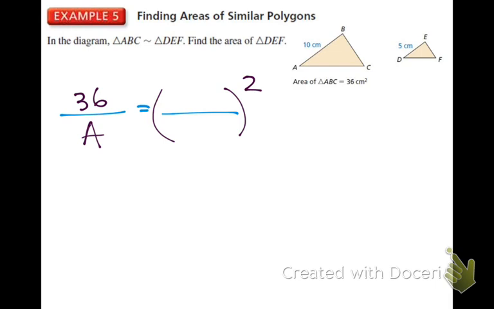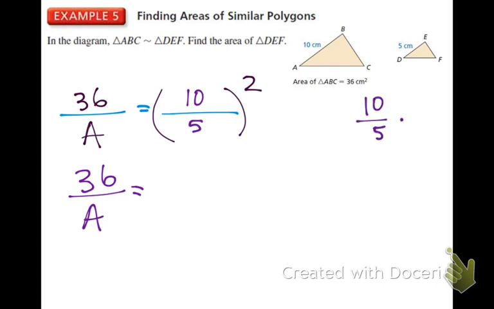Then we do the same thing that we did before when plugging it in, but we have to make sure that we end up squaring what we're doing. What side comes from the first shape? 10. And what side comes from the second? 5. So we have 36 over A. When something's being squared, what is really happening? It's being multiplied by itself. So this is really the same thing as 10 over 5 times 10 over 5. 10 times 10 is 100. 5 times 5 is 25. Do not reduce it because this is a proportion. We're just going to use the proportion.